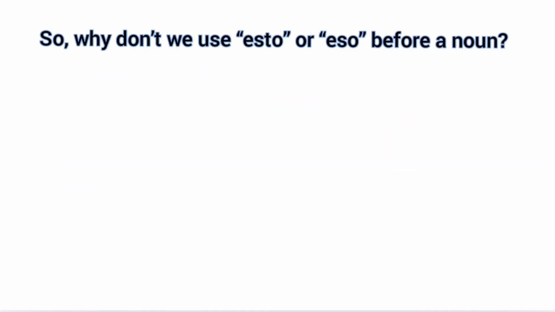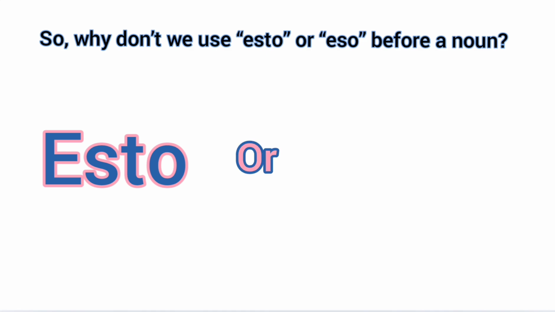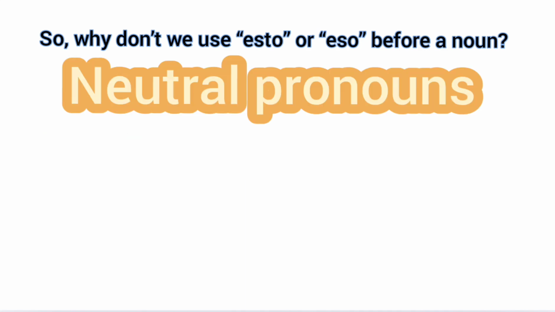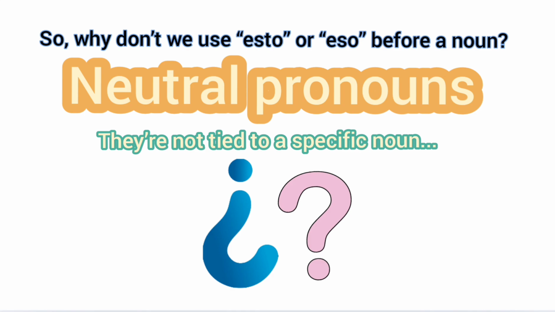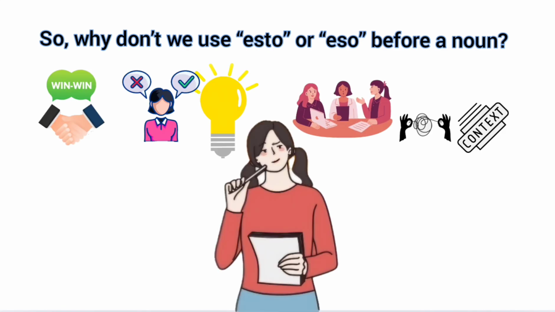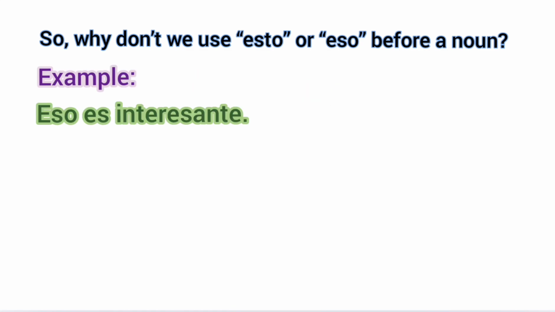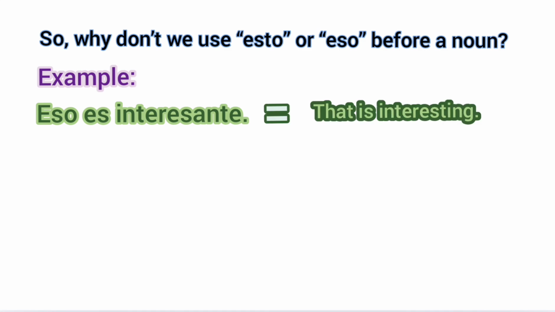So, why don't we use esto or eso before a noun? That's because those words are neutral pronouns. They're not tied to a specific noun, gender, or quantity. They refer to general ideas, unknown things, or abstract situations. For example, eso es interesante. That means that it's interesting.